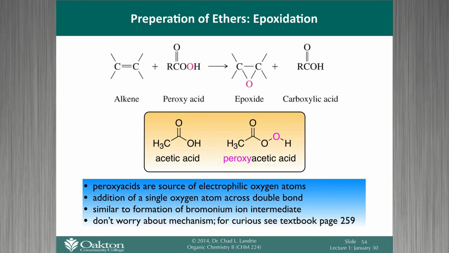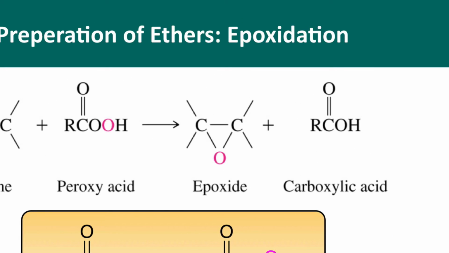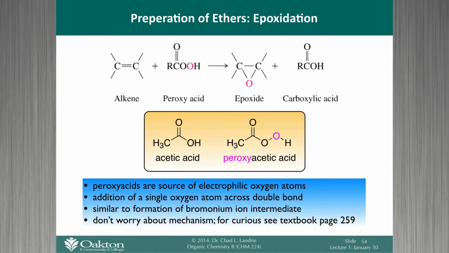Alright, I guess the last way to prepare ethers, for now, is through the epoxidation of alkenes. Okay, this is also an old reaction, but we do want to review it quickly because the focus for our next lecture is on reactions of epoxides. Okay, so an epoxide is an ether in a three-membered ring. Right, so I've got an oxygen atom and two carbon atoms. And I can form epoxides by treating alkenes with peroxy acids.